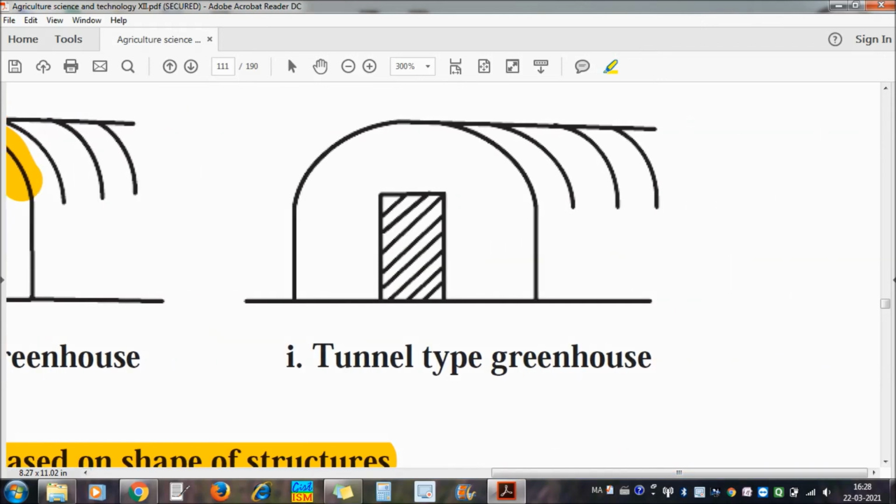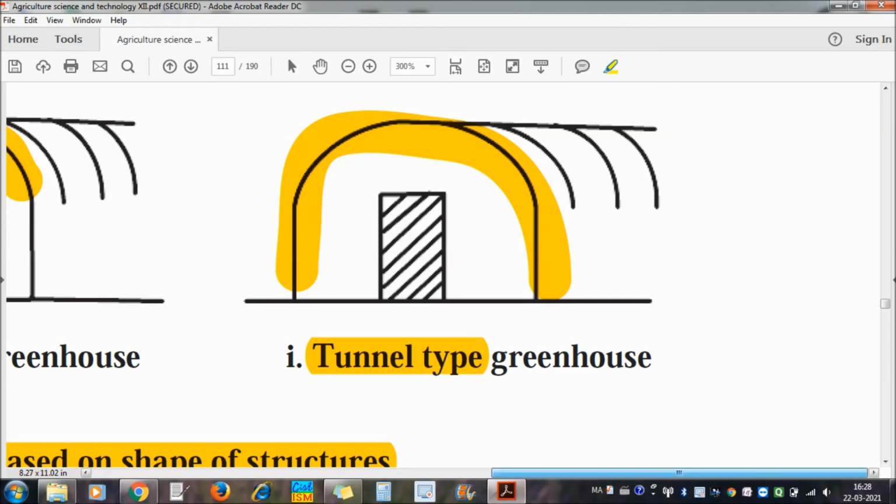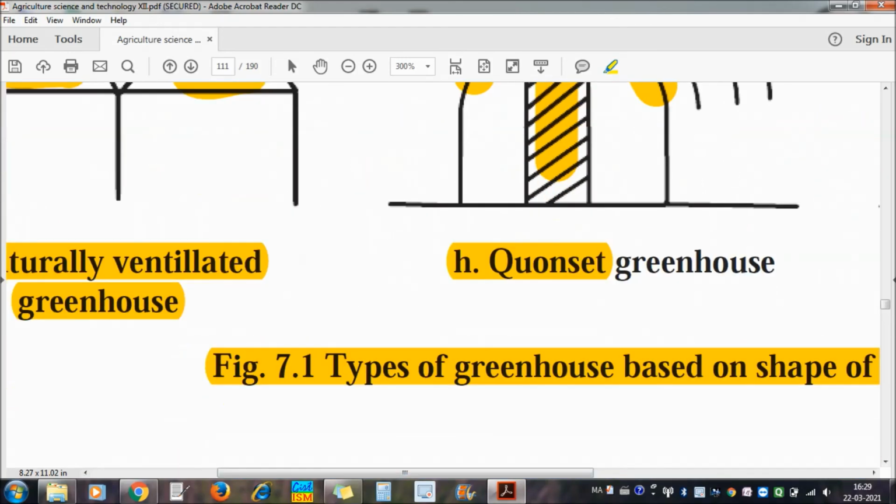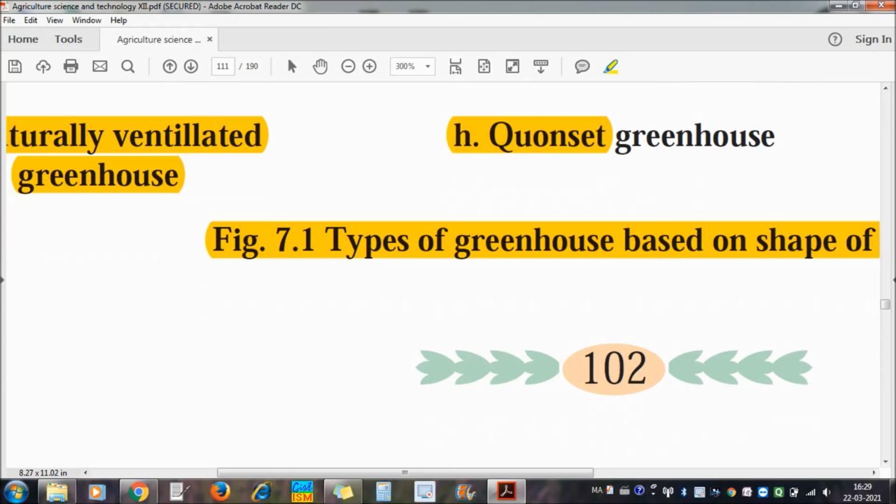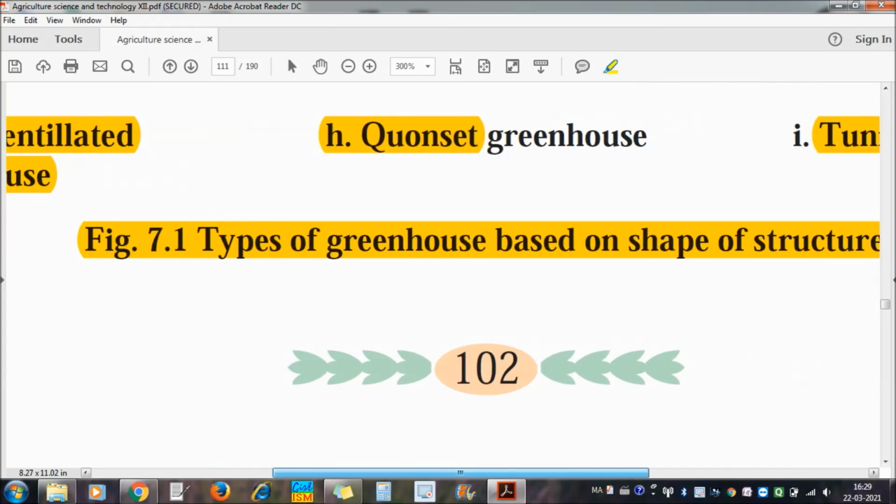This is a tunnel type. When the size is larger, then this tunnel type is made, means a bigger size greenhouse is there. These are the different types of greenhouses based on the shape of the structure.